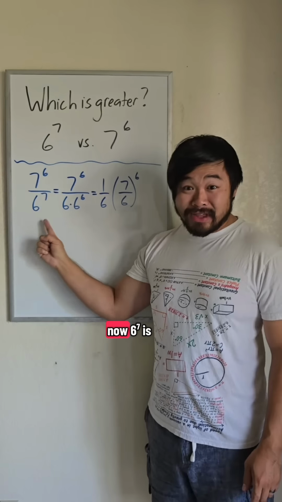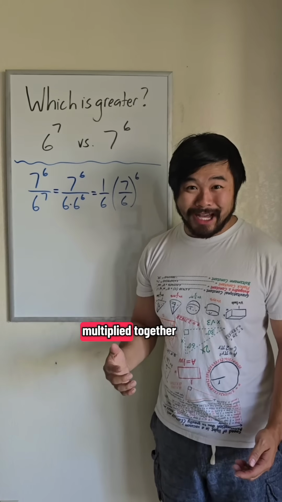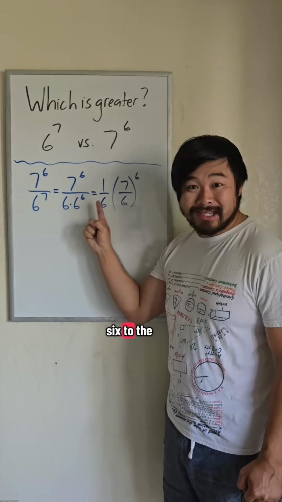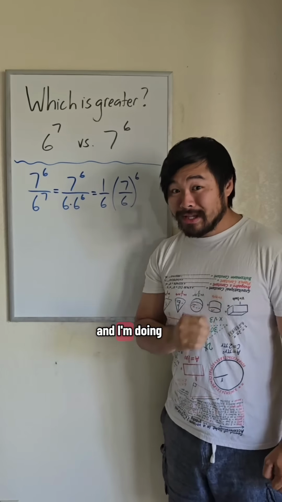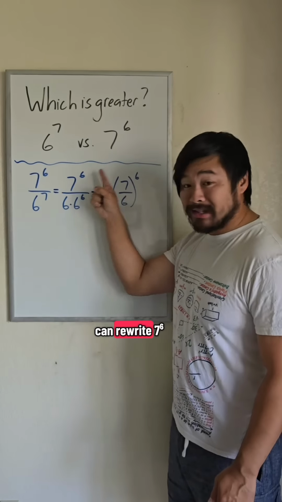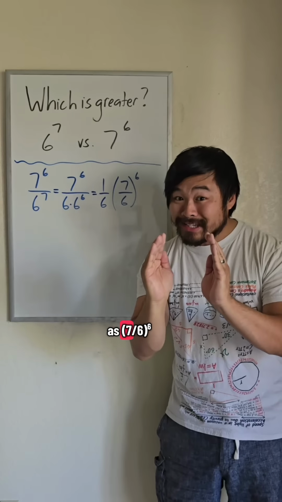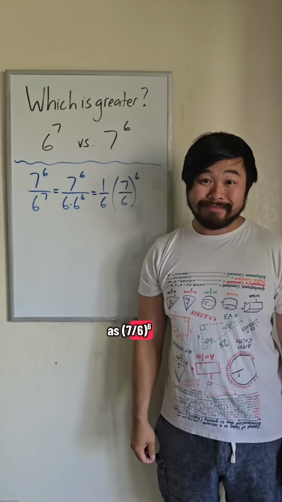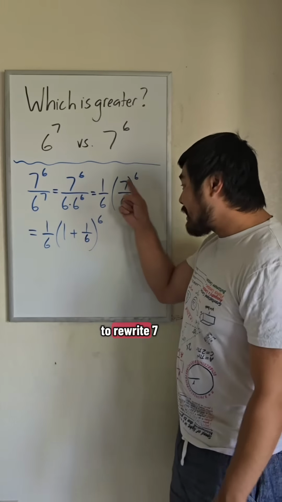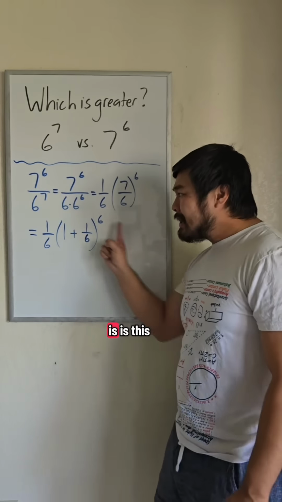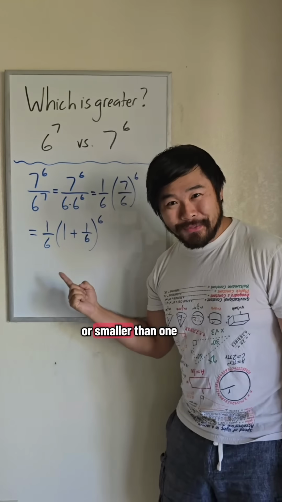Now, 6 to the 7th power is 7 sixes being multiplied together. So I'm going to rewrite this as 6 times 6 to the 6th power. And I'm doing this because we can rewrite 7 to the 6th power divided by 6 to the 6th power as 7 divided by 6 raised to the 6th power. Now, I'm going to rewrite 7 sixths as 1 plus 1 sixth. So the question is: is this greater than 1 or smaller than 1?